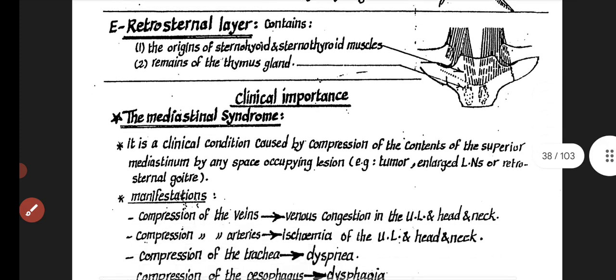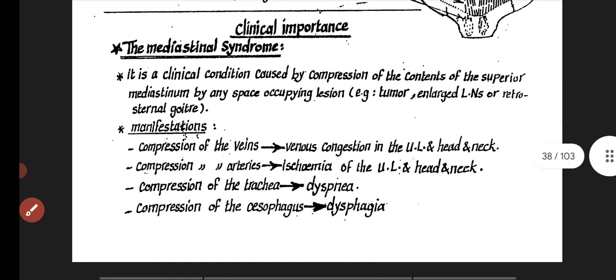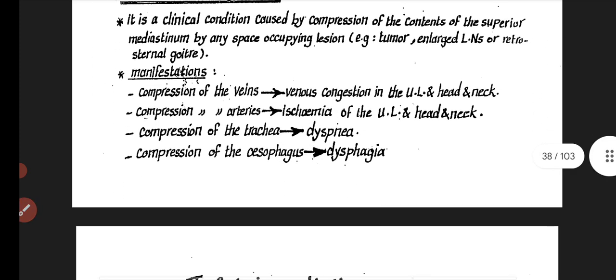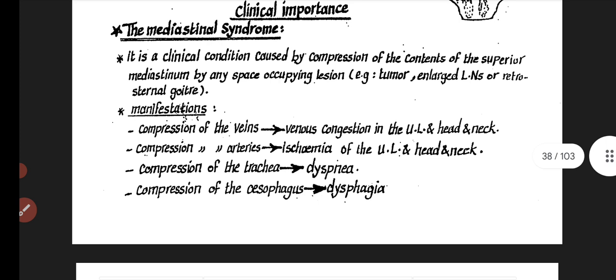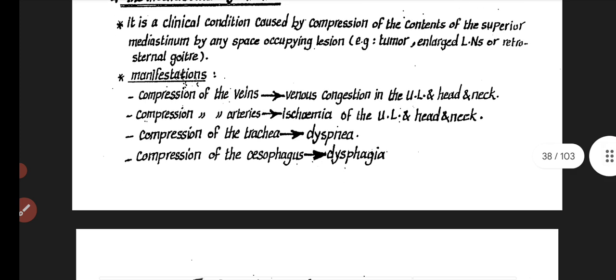What is the clinical importance? Mostly the clinical importance does not come in the exam. Compression of the veins causes venous congestion. Arterial compression causes ischemia. Compression of the trachea causes dyspnea. Compression of the esophagus causes dysphagia.